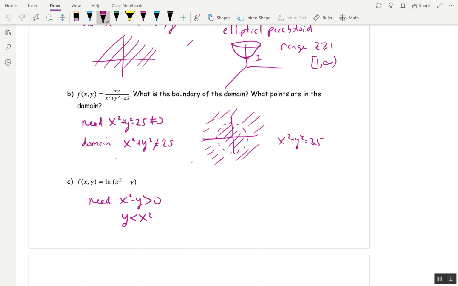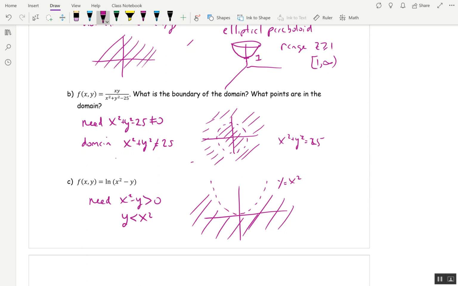So the boundary curve for the domain is the dividing line. The dividing line will be the parabola y equals x squared. Let me draw that. And since those points are not in the domain, I'm going to dot it in. This is y equals x squared. And I want all xy with y less than x squared. So that's going to be all the points below that parabola. And that's what your domain looks like.